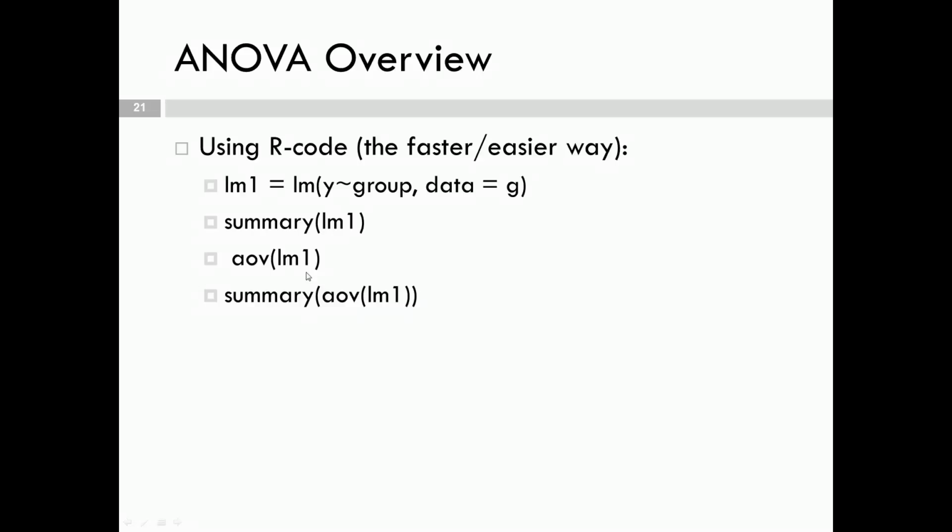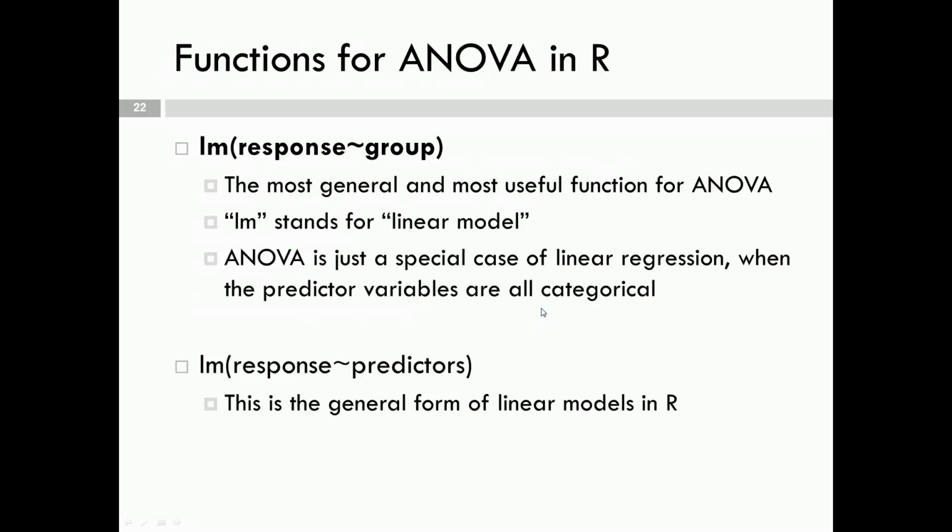I can generate a classic ANOVA table using this AOV command. And then I can take a summary of this as well and get some more summary statistics printed out. So this is how you would do this in R, and we're going to do that in the lab this week. Now there's multiple different functions in R to generate ANOVA tables and to do an analysis of variance. The most general, the most useful in my opinion, is this LM command, for linear model. So you say LM, and then you say what is your response variable, and it's a function of your grouping variable here.